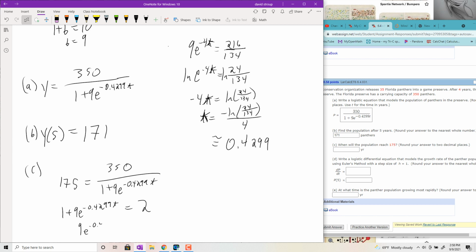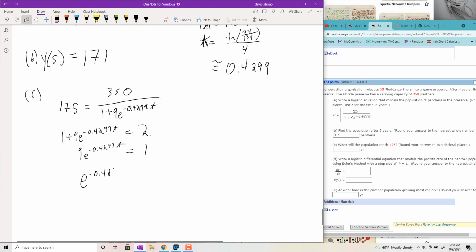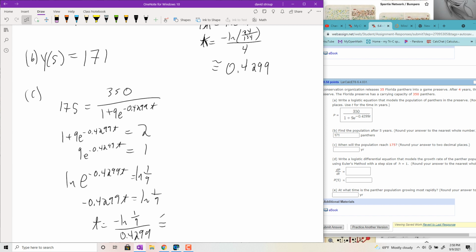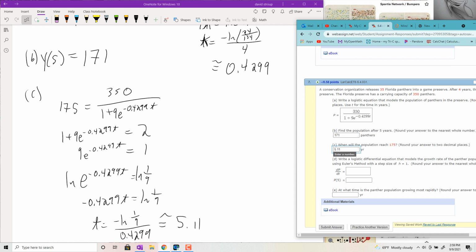So it's going to be 2, 1 equals 9e to the negative 0.4299t, take the ln, divide, and 2 decimal approximation. Second ln of 1 over 9, divide by negative 0.4299, I'm getting 5.11 years, which makes sense because that's a little longer than 5 years, and after 5 years you have 171 Panthers, right? So it seems like we're on target.